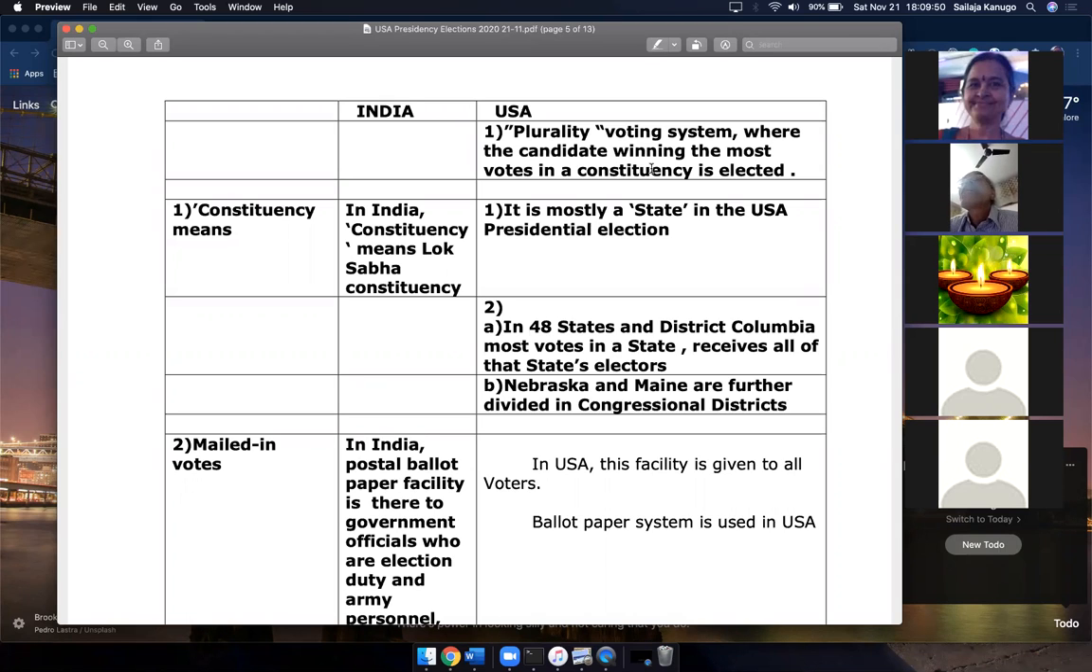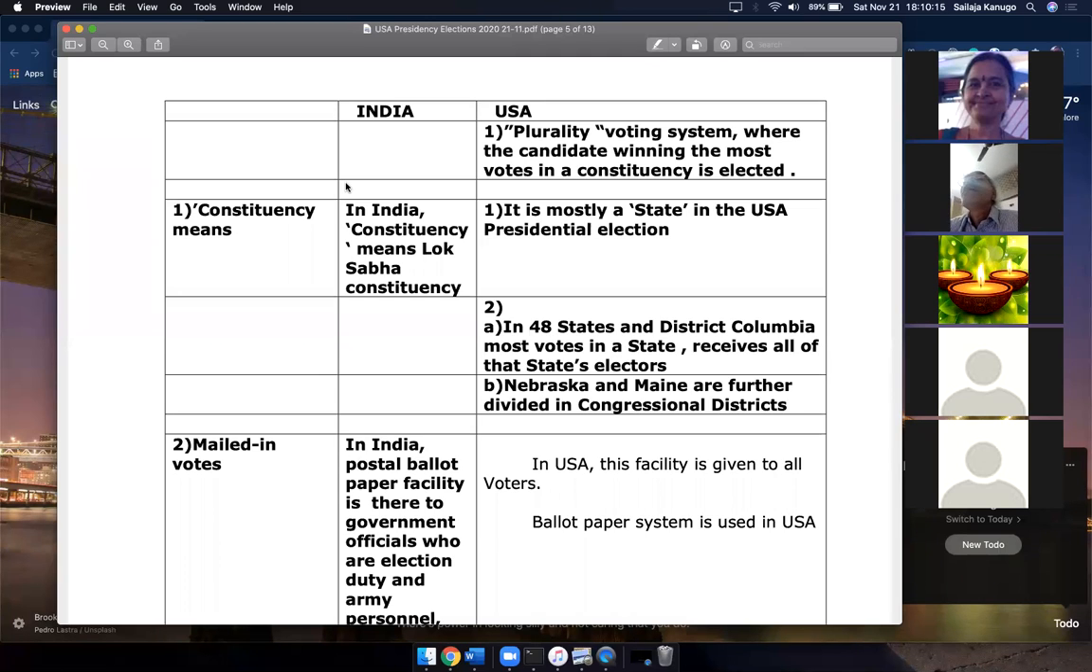In India, it is not like that. In a state, more number of constituencies are there for Lok Sabha or Legislative Assembly. Next, in the column USA, in 48 states and District of Columbia, the most votes in a state receive all of the state's electors. The Nebraska state and Maine state are further divided into congressional districts.